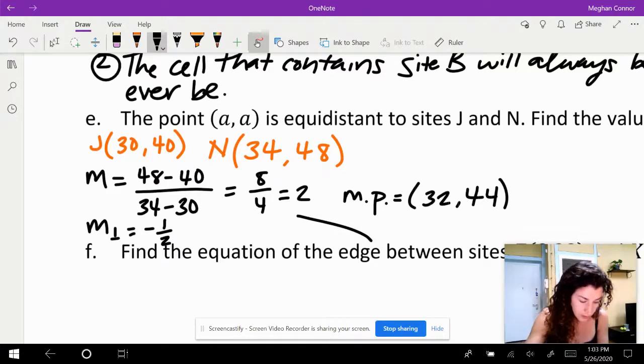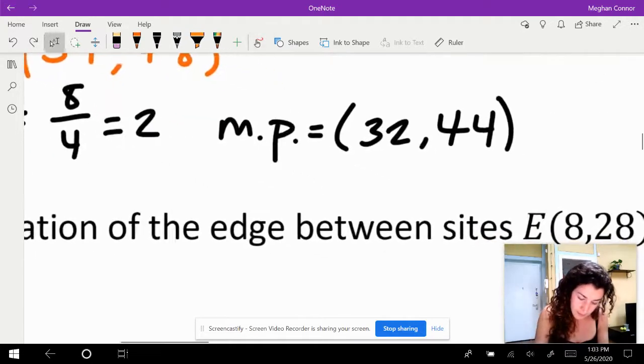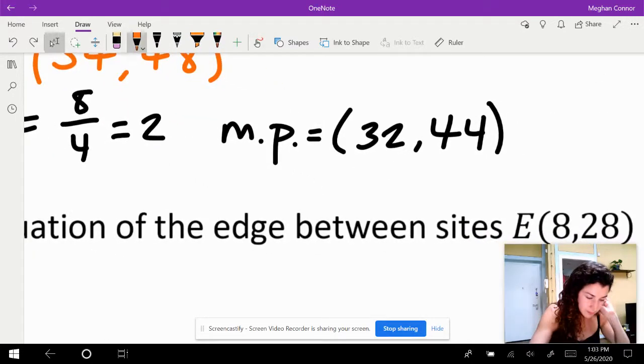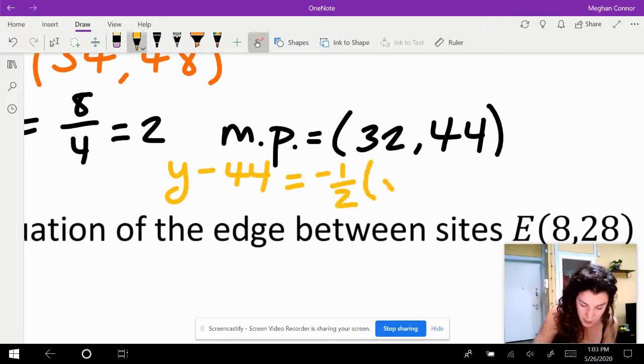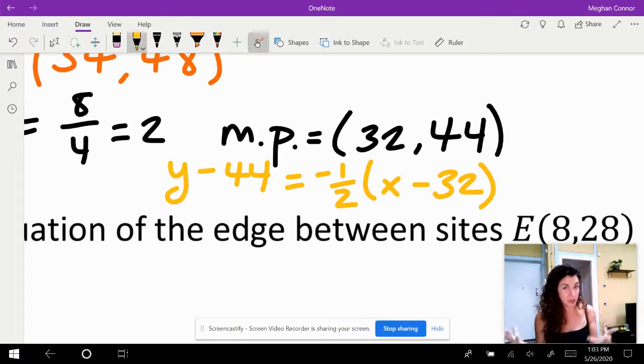So the equation, I'll do it in a different color, is y minus y1, which is 44, equals m times x minus x1. These are all things that we've learned in the past, so now you're expected to know them. I should not have to readdress them. If you need a readdressing of them, you've got tons of resources available to you, the whole internet.